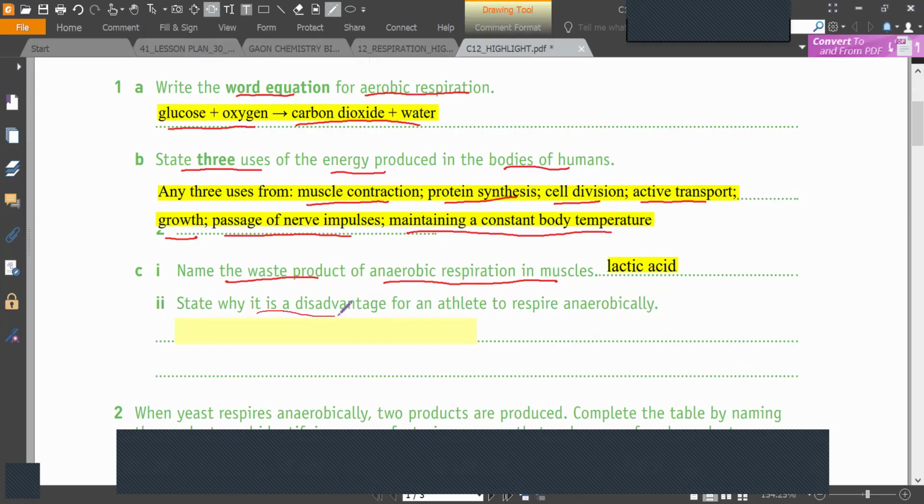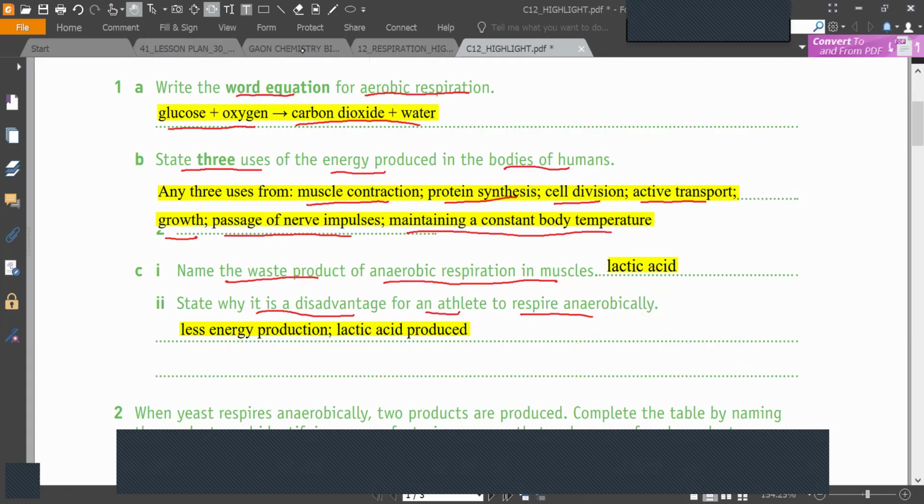Why is it a disadvantage for an athlete to respire anaerobically? So why is it not a good thing to have anaerobic respiration? Because it will produce less energy, and it produces lactic acid, which causes muscle cramps.